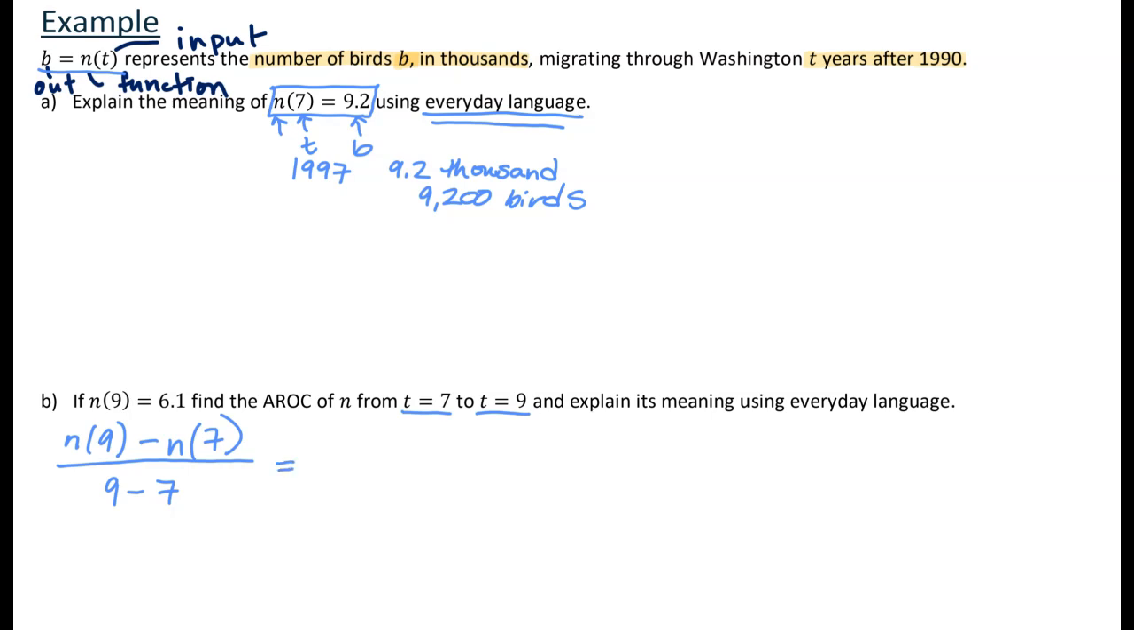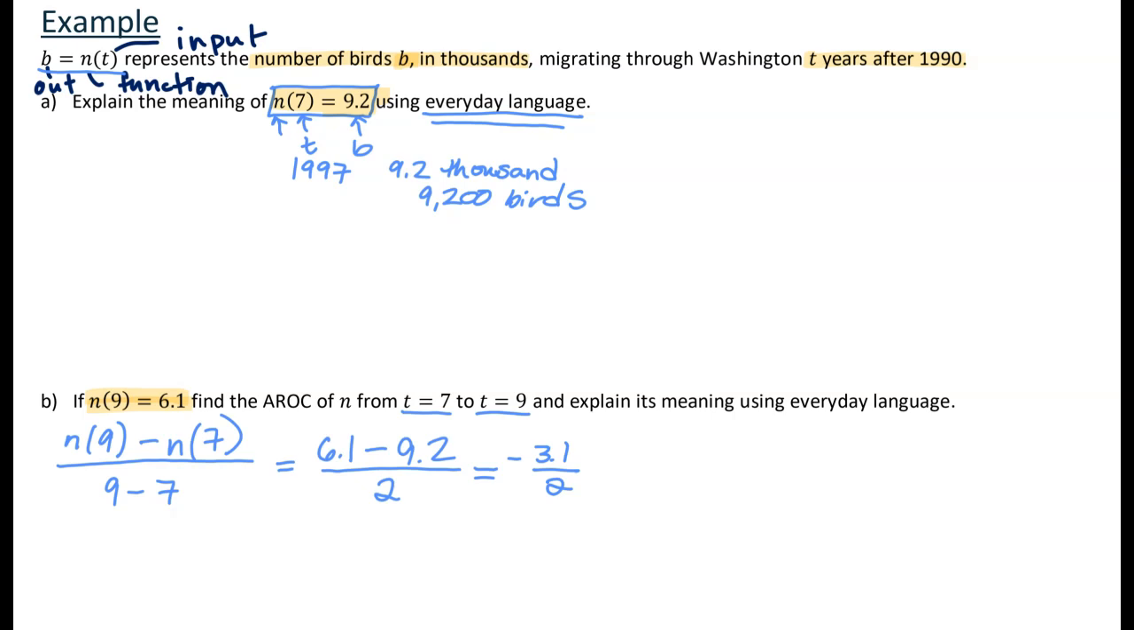So n of 9, that's why we were given this extra little bit of information here. We need 2 points to do this. So we're going to take the y value 6.1, and we have to subtract off the n of 7, which we were given in the first part. The y value when t equals 7 was 9.2. And then we're dividing by 9 minus 7, which is 2. So it looks like negative 3.1 over 2.